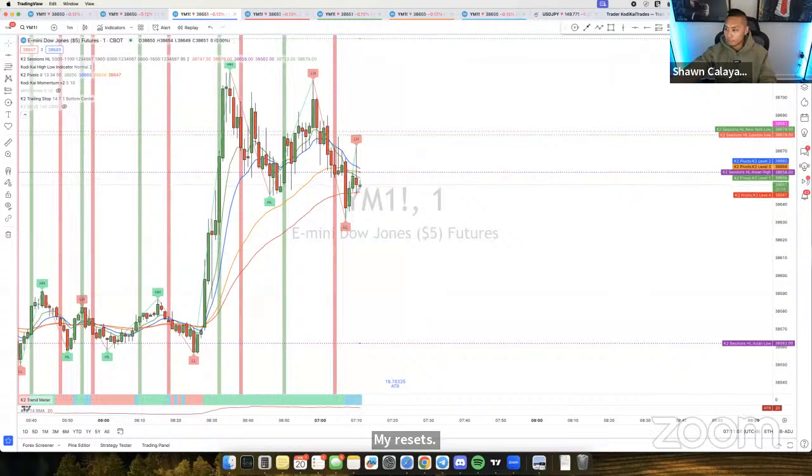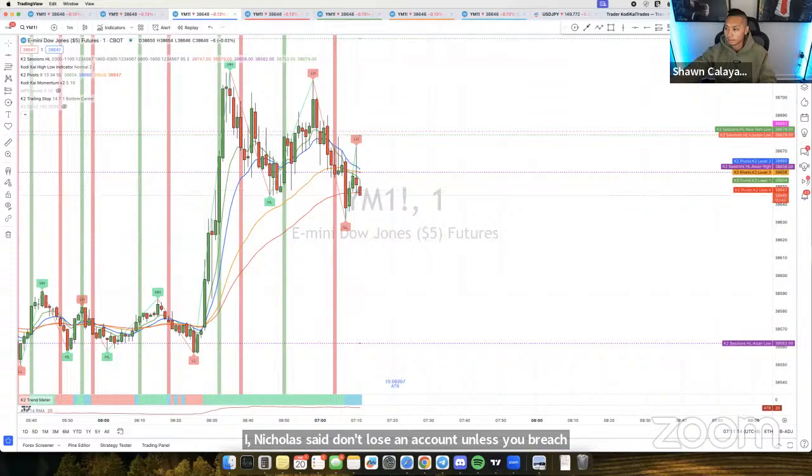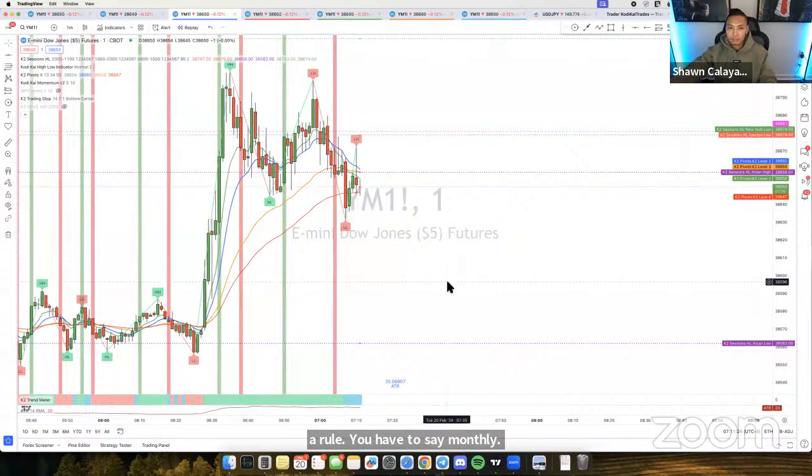Nicholas said, don't lose an account unless you breach a rule. You have to pay monthly until you pass. Yeah, exactly. Vimal said free reset. Yeah, every month you get a free reset, guys. So that's the whole point of paying the monthly fee.